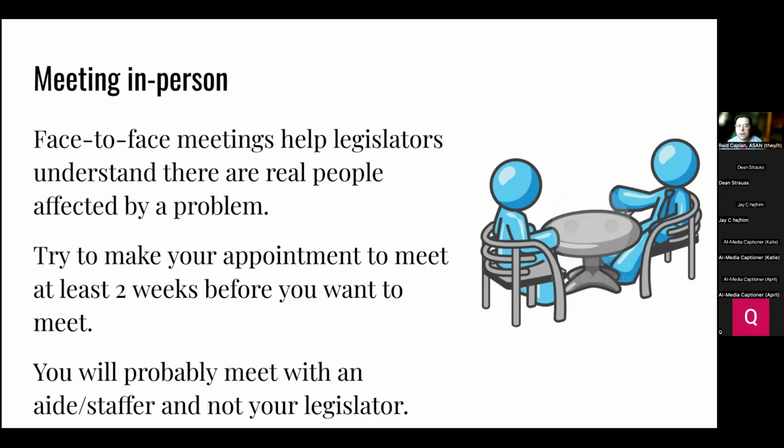You also will probably not meet with your legislator directly because they're very busy and tend to be in large meetings with other members of Congress or other members of government. You'll most likely meet with a staff member or aide.